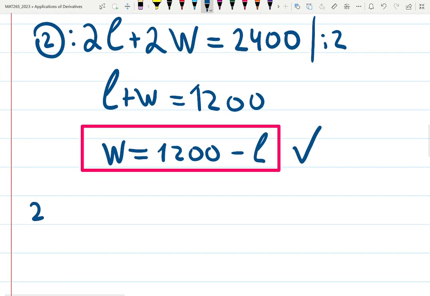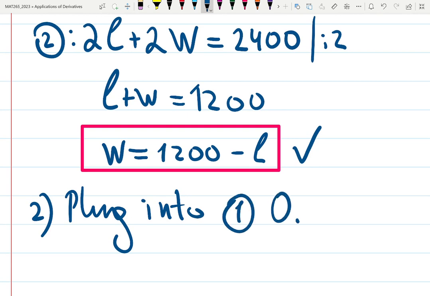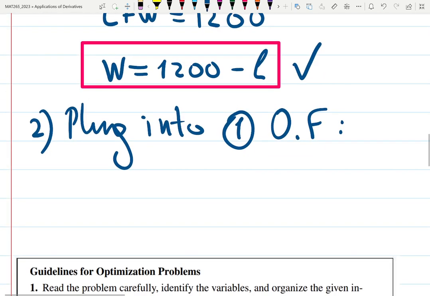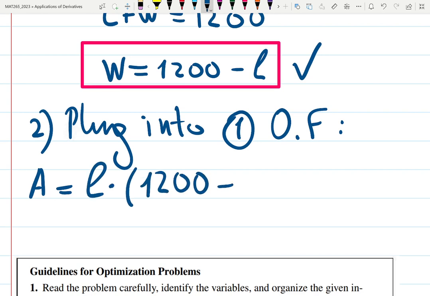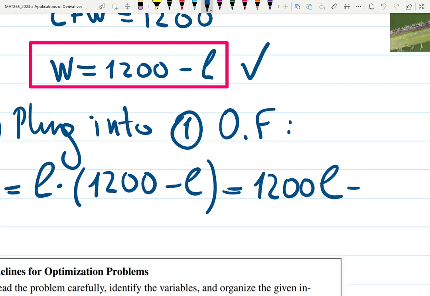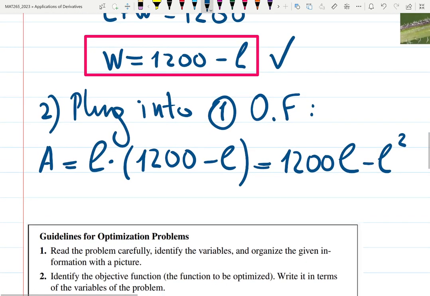Okay, 1. Second step, plug into 1, which is the objective function. To make it easier, A was L times W. Now it is L times W, but W is 1200 minus L. Boom, you have an equation of one variable, which is easy to differentiate. You can do the product rule or not. I would distribute, and I recommend to distribute and create a common denominator if needed. You will have problems with common denominators later, and that's a good suggestion.